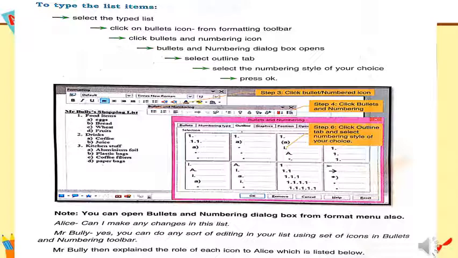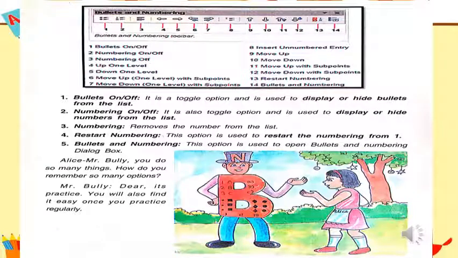Then Alyssa says, can I make any changes in this list? So Mr. Bully says, yes, you can do any sort of editing in your list using a set of icons on the bullets and numbering toolbar. So Mr. Bully then explained the role of each icon to Alyssa, which is listed below. In the images we see Bullets On/Off. It is a toggle option and is used to display or hide bullets from the list. The second is Numbering On/Off. It is also a toggle option and is used to display or hide numbers from the list.